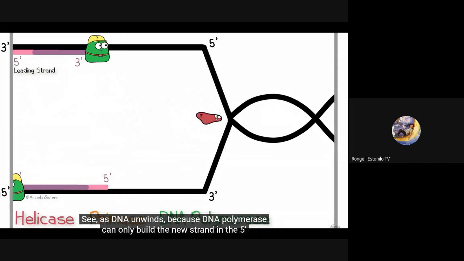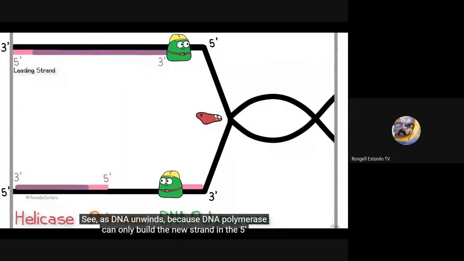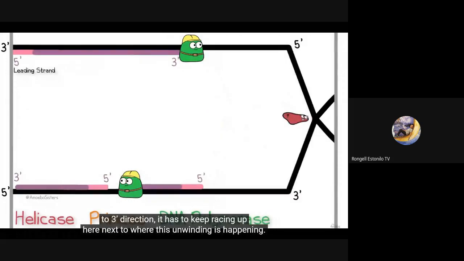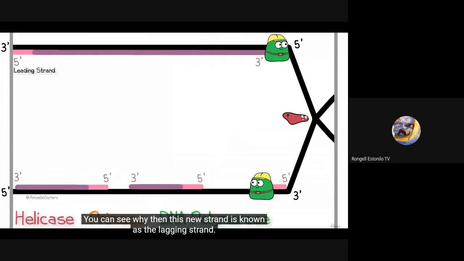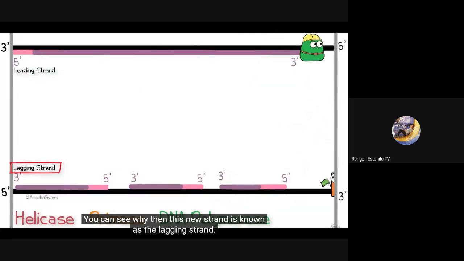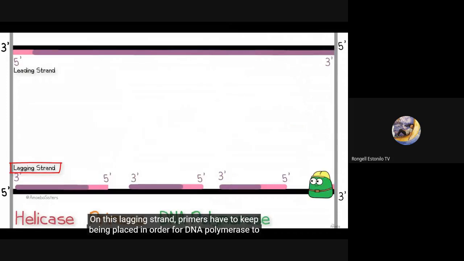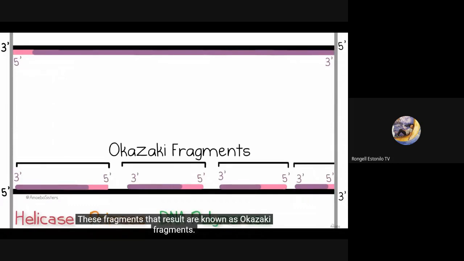See, as DNA unwinds, because DNA polymerase can only build the new strand in the 5' to 3' direction, it has to keep racing up here next to where this unwinding is happening. You can see why this new strand is known as the lagging strand. On this lagging strand, primers have to keep being placed in order for DNA polymerase to build. These fragments that result are known as Okazaki fragments.